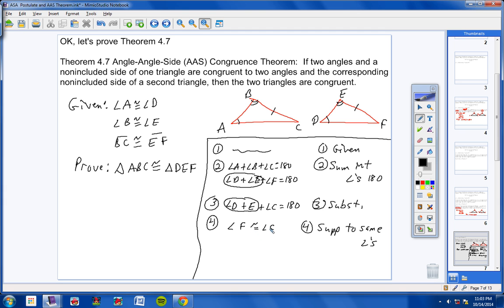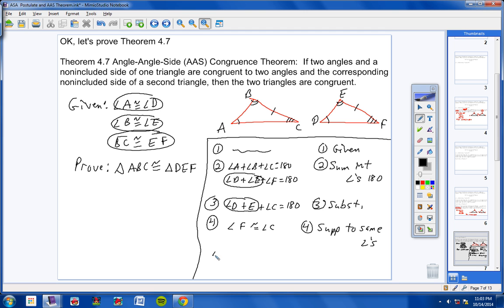So look what I've stated, guys. In my given, I've stated A is congruent to D, B is congruent to E, and BC is congruent to EF. I've already stated that, okay? Now I'm stating that F is congruent to C. So look what I have. I have angle, side, angle, congruent to angle, side, angle.